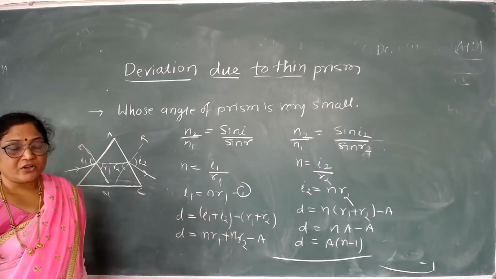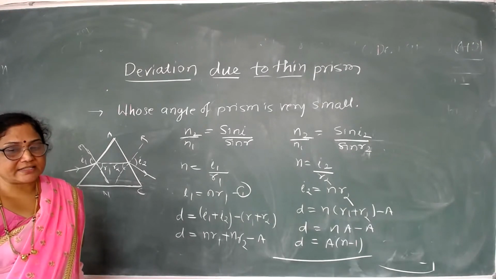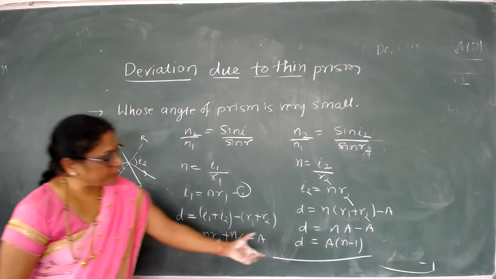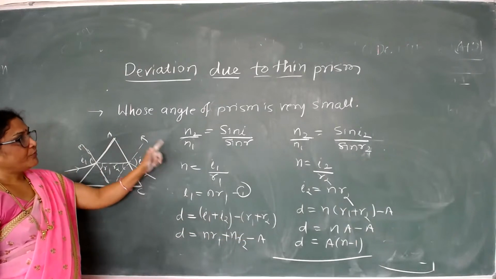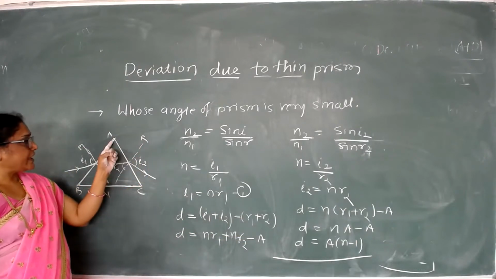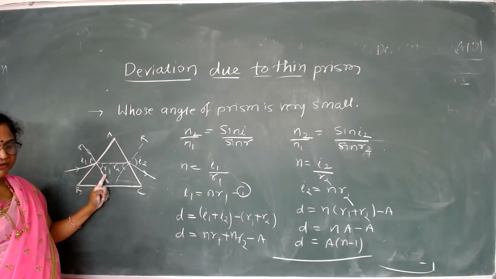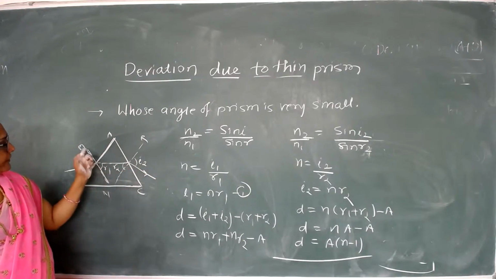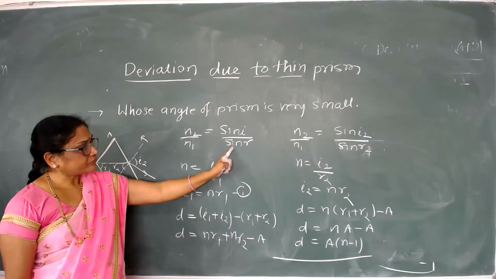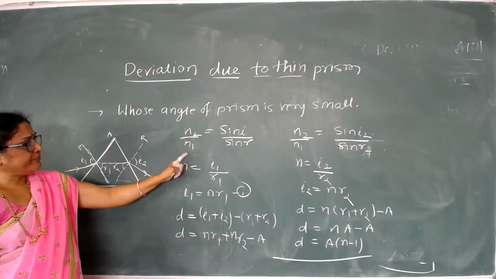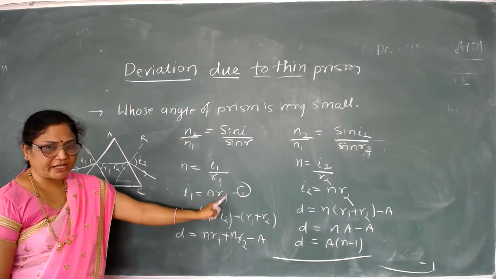A thin prism is one whose angle of prism is very small, that is, less than 10 degrees. This formula is very important for numericals. So when we derive the expression for the deviation due to the thin prism, we consider a prism with angle of incidence I1 and angle of refraction R1. To find the refraction through the first surface, n2 by n1 is equal to sin i by sin r, where n1 is the air medium. Therefore, n is equal to I1 by R1, so I1 is equal to n R1.